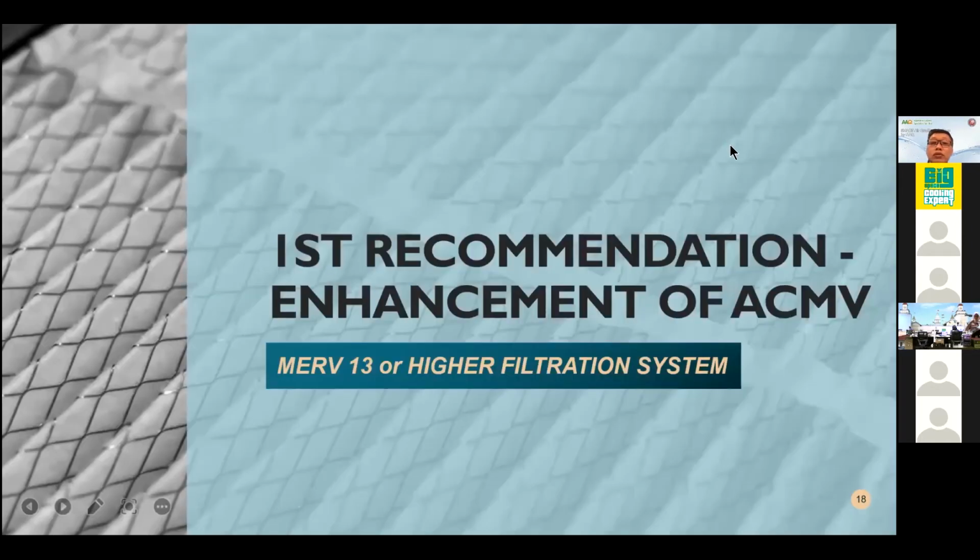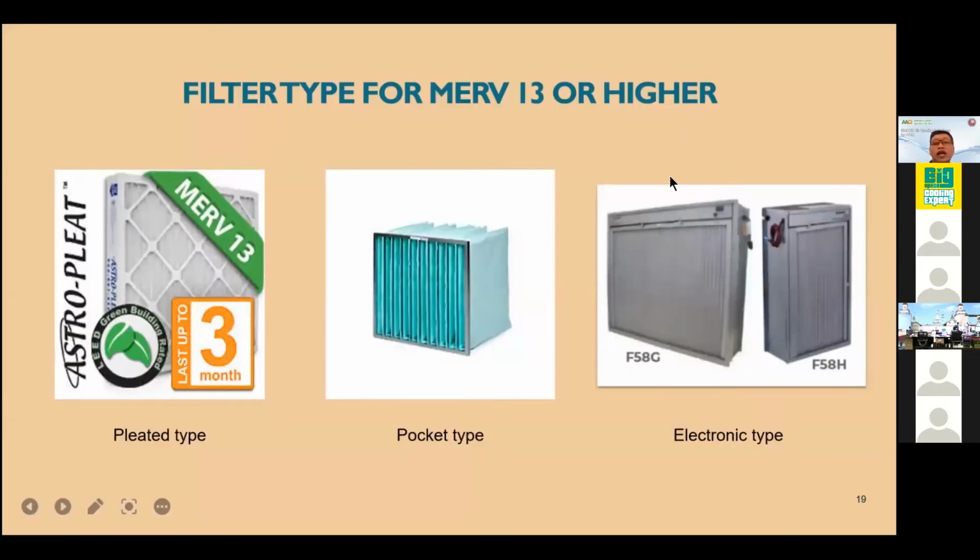Okay. So what is the first recommendation to enhance your ACMV with a MERV 13 or higher filtration system? Okay, so over here I share that there are a few types of filtration system. As you can see here, we have a pleated filter, which is MERV 13. And this is also MERV 13, a pocket filter. And we have one more, which is the electronic air cleaner.